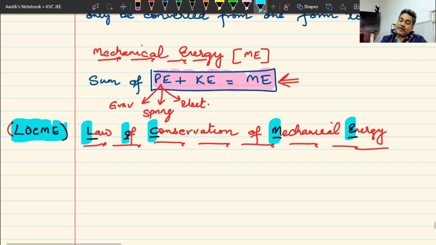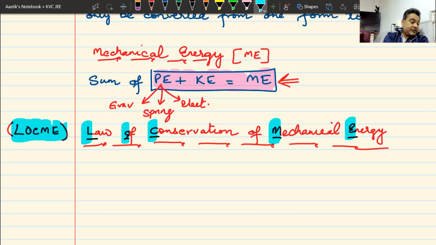What is this LOCME? Anyone? Any idea about law of conservation of mechanical energy? Remember, Sir, this is not the law of conservation of energy. Law of conservation of energy is always valid.